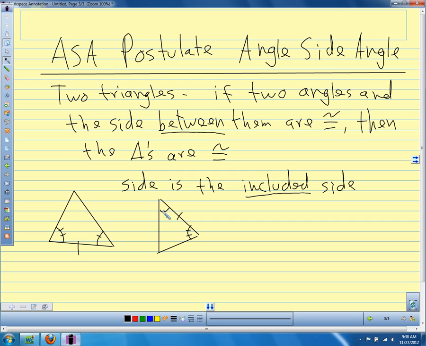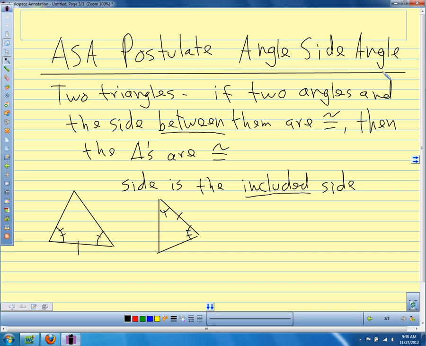the rest of the parts have to be congruent as well. So this is our third shortcut for triangles. And again, it's important that the side be between the angles. You have to go in the order that we say it in the theorem, angle, side, angle. Questions on that one?